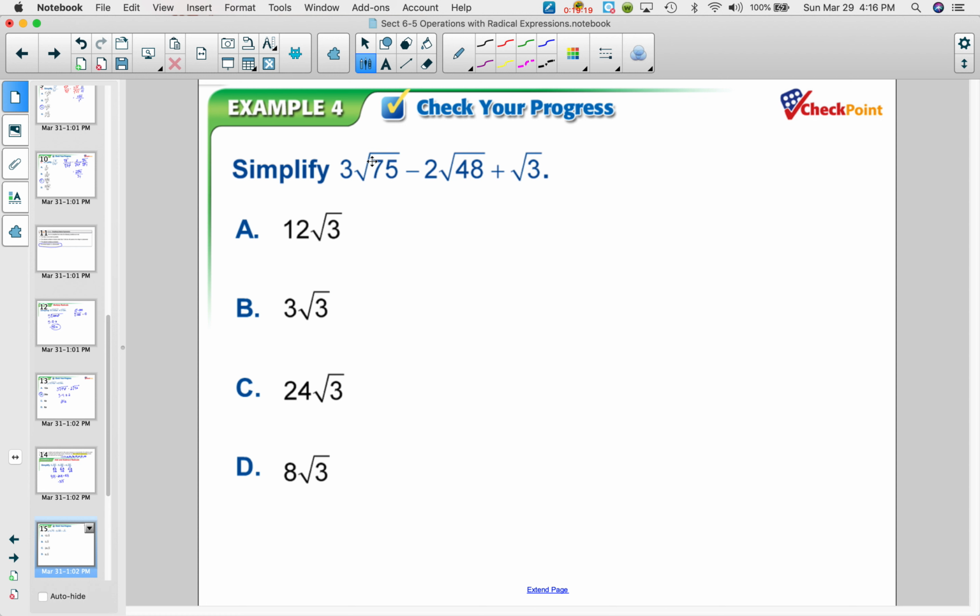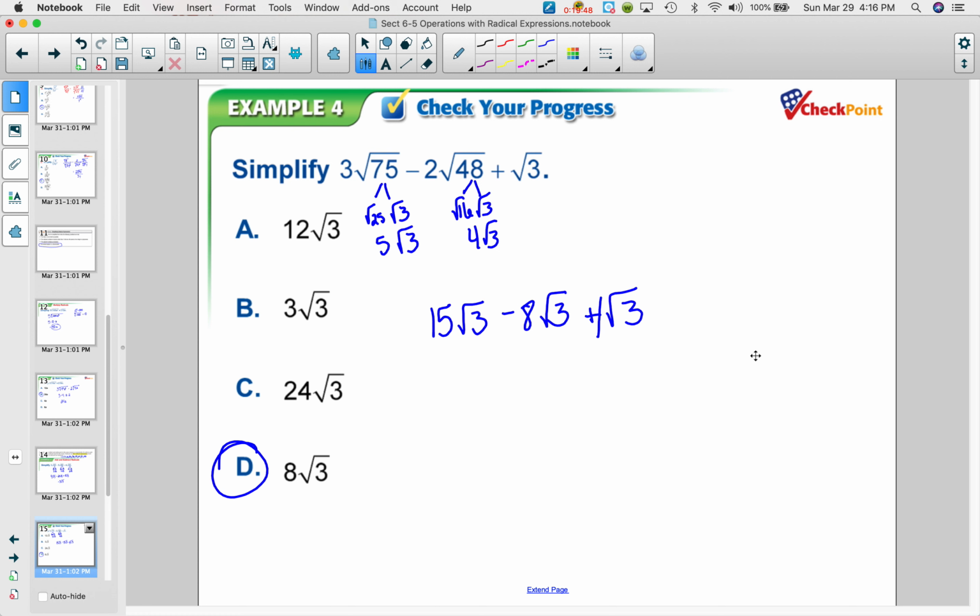So we can think of this as the square root of 25 times the square root of 3. So 5 root 3. So I get 15 root 3 when I multiply by the other 3 there. This 16 goes into that 3 times, so 4 root 3. So we'll have minus 8 root 3 because of the 2. And this is already a square root of 3. So 15 minus 8 is 7 plus 1. Don't forget there's one more, so 8 root 3. So your answer should have been D.